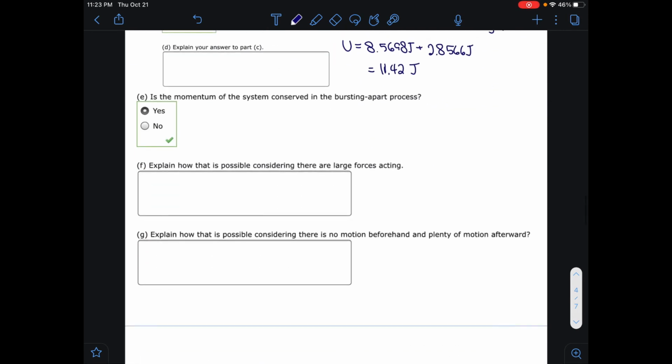So I'll explain how, because there's no motion beforehand. Like what I just said, there's no motion because the rope is forcing there to be no motion, because the energy is stored in the spring, being stopped by the rope. When the rope breaks, the spring can expand and release its energy into the blocks. So the energy is always there. It's just not moving because of the rope.